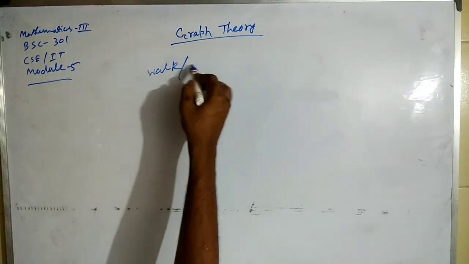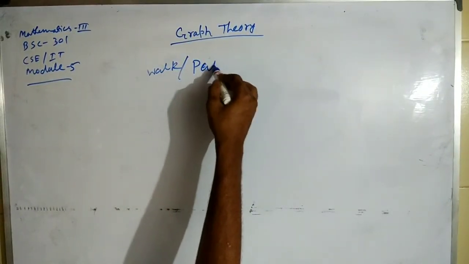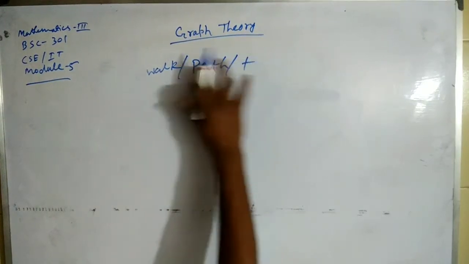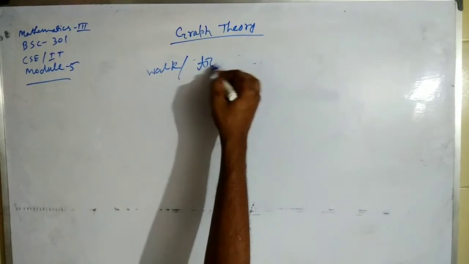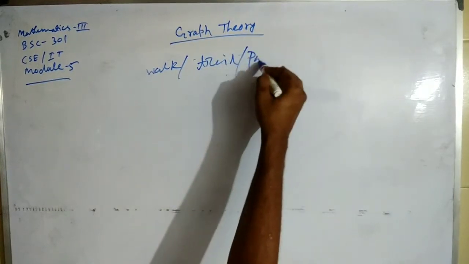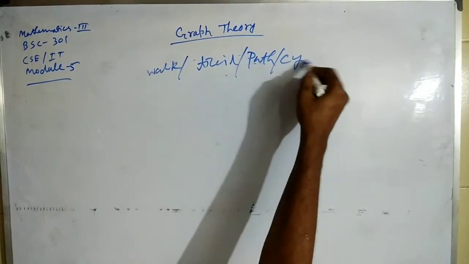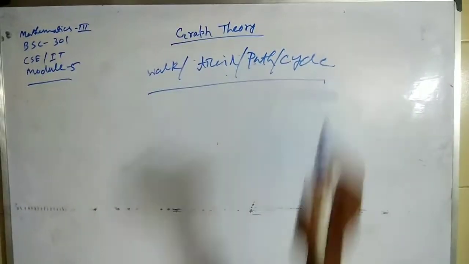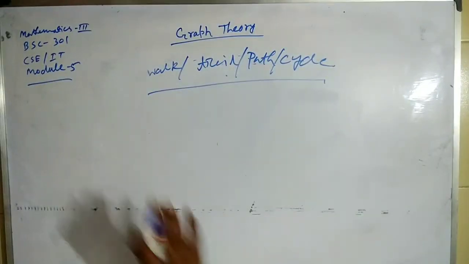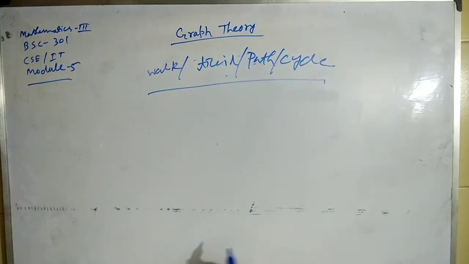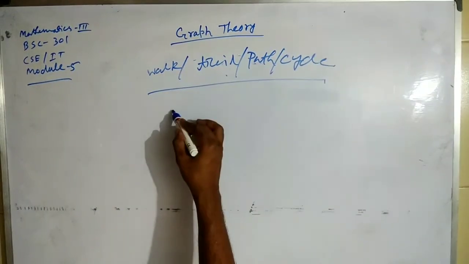Walk, path. First walk, then trail, then path, then cycle. These 4 topics I will discuss now. So before starting the discussion, let me draw a graph.